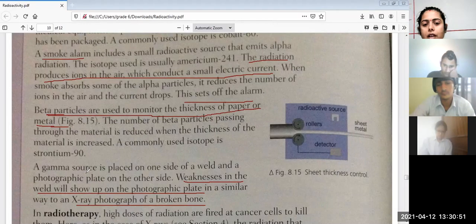Fine. Then we can use the gamma source to find out the location of a broken bone, from where it is broken, or to find weaknesses.